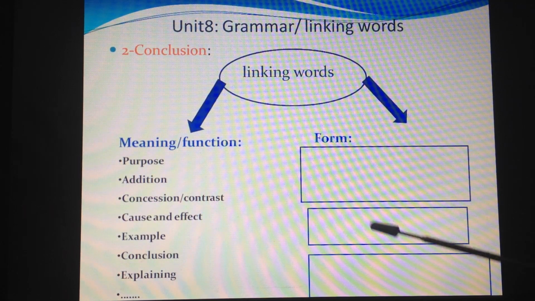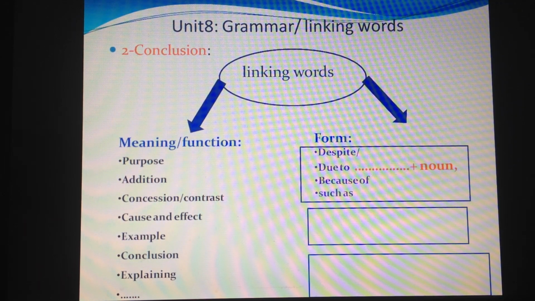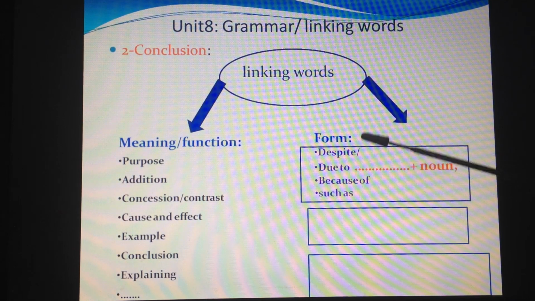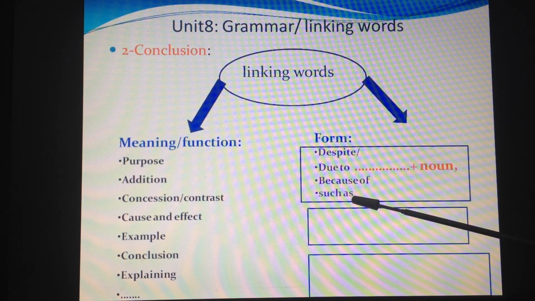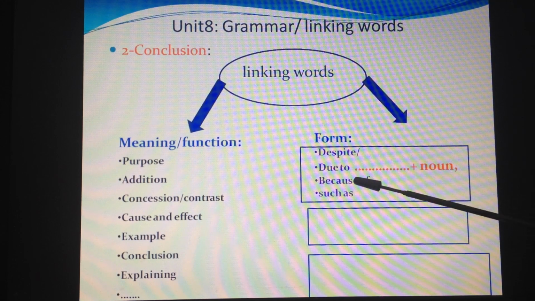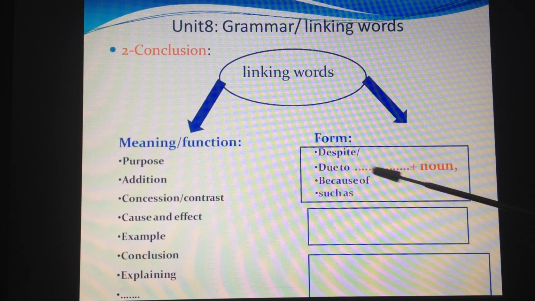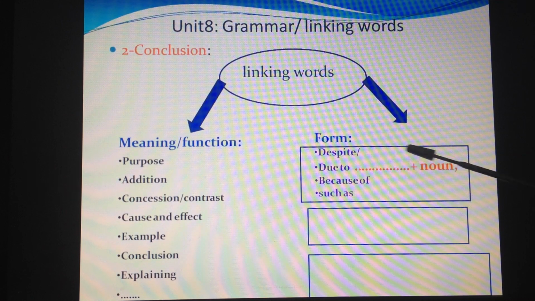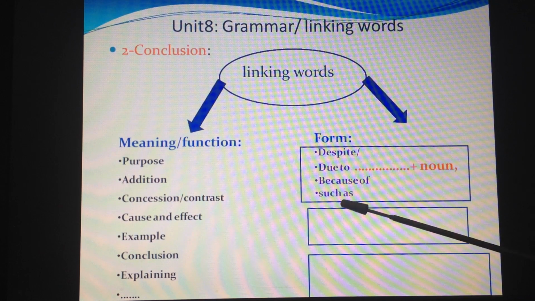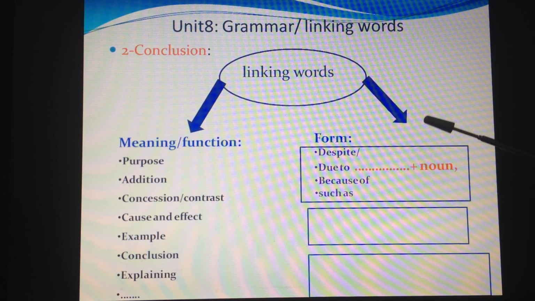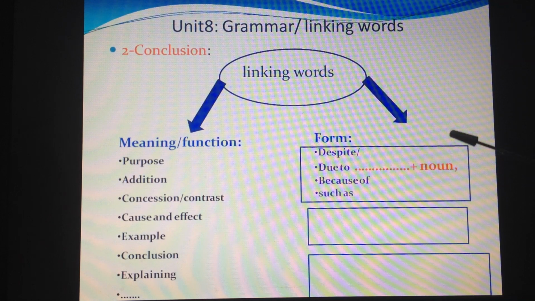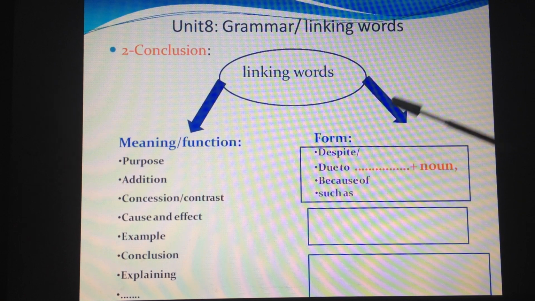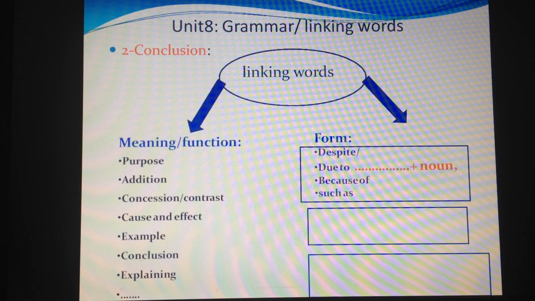Basically, we have three groups of linking words. Some of these are used with a noun, like despite, due to, because of, such as. These have different functions, but they have one form. All of them are used with a noun. Despite poverty, due to poverty, because of poverty, such as poverty. This is just an example, okay? Or if you can't find a noun, you can always use despite the fact that, due to the fact that, because of the fact that, okay? Remember, such as is used to give an example, okay?